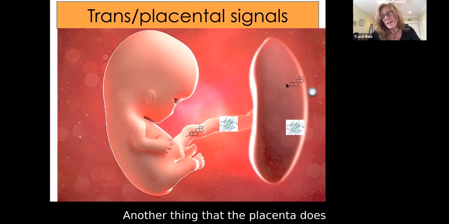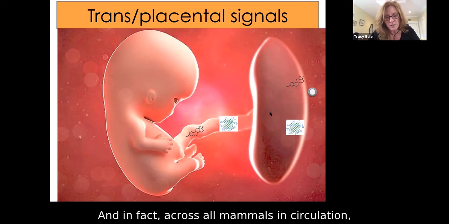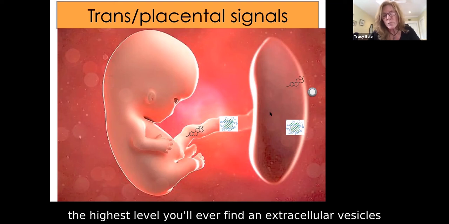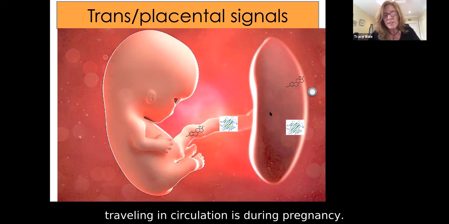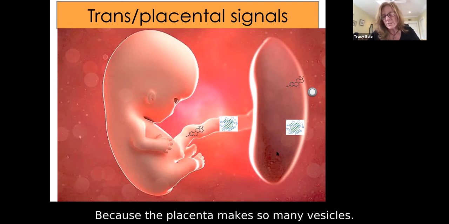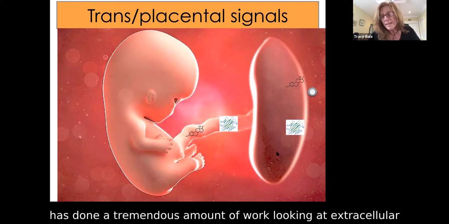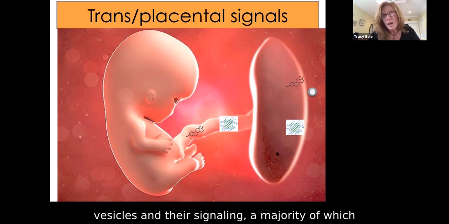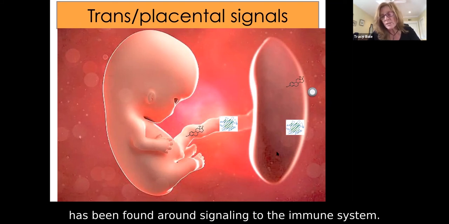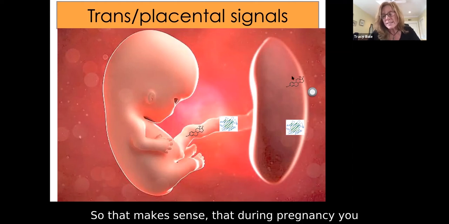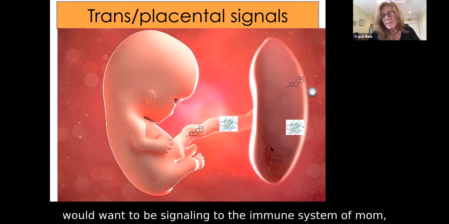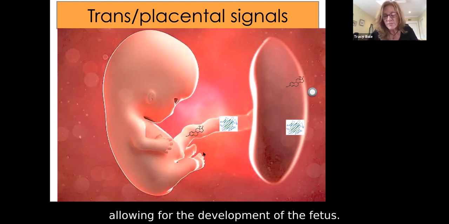Another thing that the placenta does is it makes a lot of extracellular vesicles. In fact, across all mammals, the highest level you'll ever find of extracellular vesicles traveling in circulation is during pregnancy, because the placenta makes so many vesicles. And as I told you earlier, the cancer field has done a tremendous amount of work looking at extracellular vesicles and their signaling, a majority of which has been found around signaling to the immune system. So that makes sense, that during pregnancy you would want to be signaling to the immune system of mom, allowing for the development of the fetus.